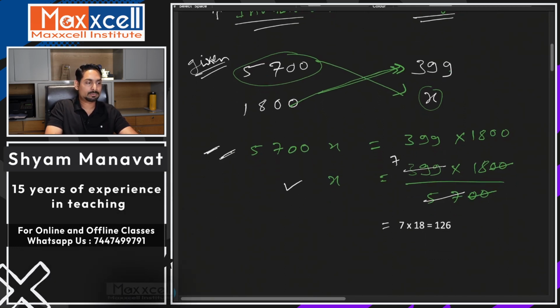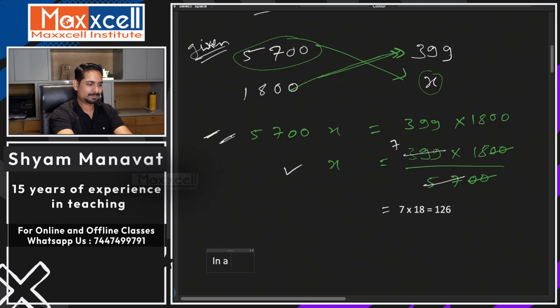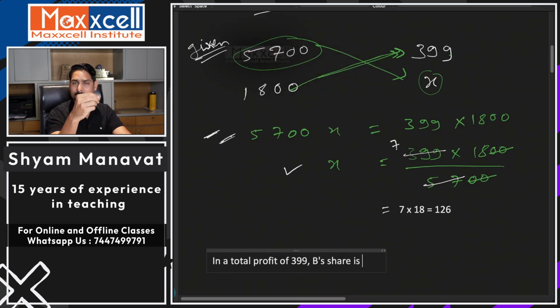So in a total profit of 399, let me type. Typing is better. Anyway, my handwriting is beautiful, no? So in a total profit of 399, B's share is how much? You got the answer. You can tick mark the option in the question and go to the next one. I'm just writing for people to understand this better. So in the total profit of 399, B's share is 126. That's the answer.